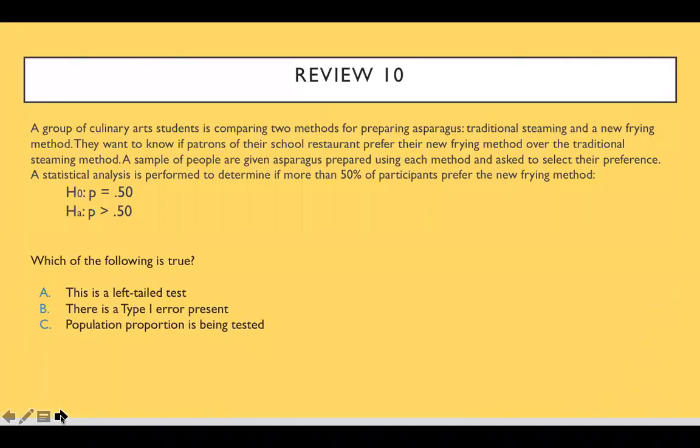Okay, so that was a lot, but we're going to go into our last review questions here. A group of culinary arts students is comparing two methods for preparing asparagus, traditional steaming and a new frying method. They want to know if patrons of their school restaurant prefer the new frying method over the traditional steaming method. A sample of people are given asparagus prepared using each method and asked to select their preference. A statistical analysis is performed to determine if more than 50% of participants prefer the new frying method. Here below we have our null and alternative hypotheses, and we ask which of the following is true.